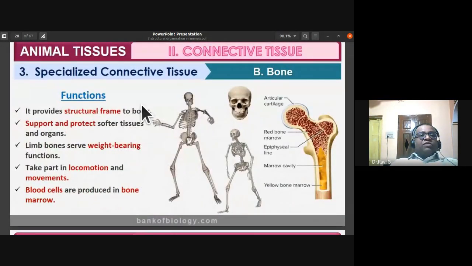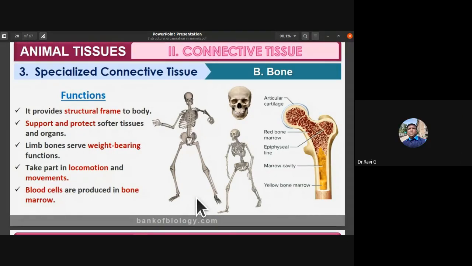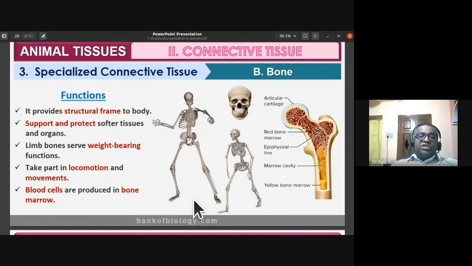So now the functions of this bone. It provides a structural framework to the body. That is the important function of the bone. It supports and protects softer tissues and organs, especially the rib cage. So they support and protect softer tissues and organs like the lungs and the heart.